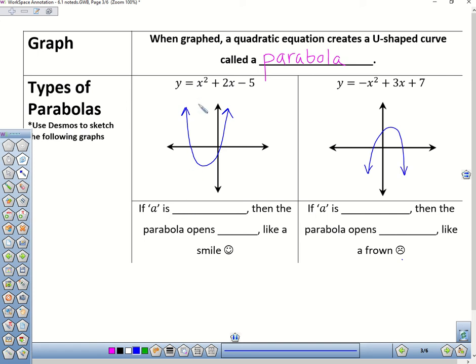So the a value is the coefficient in front of the x squared. If that number is positive, then the parabola opens upward and creates a smiley face shape. And if your a value is negative, see how this a value here is negative? Yes, it opens downward instead, and now it's a frowny face. So that's how you can tell if your parabola is going to be a smile or a frown, based on that number in front of the x squared. If that number is negative, it's a frown. If it's positive, it is a smiley face.